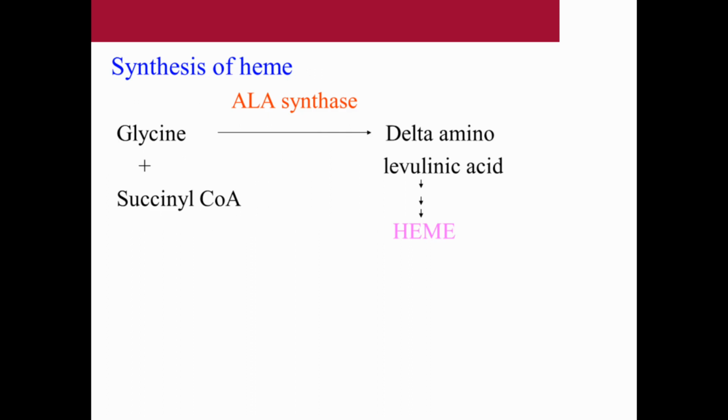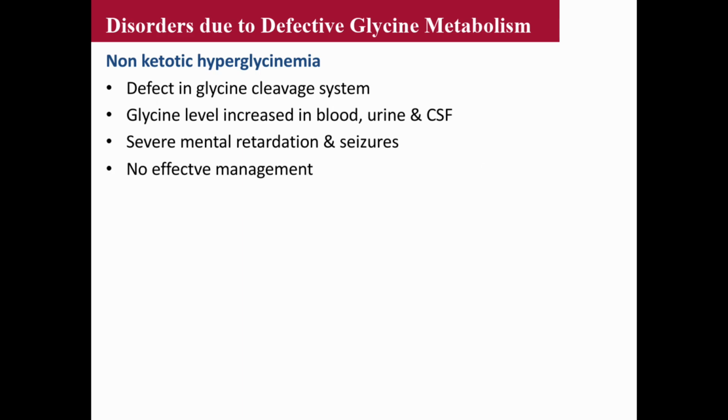It forms the most important compound in our body, heme: glycine plus succinyl-CoA, in the presence of ALA synthase, forms delta-ALA, which forms heme. So that's all. We'll discuss disorders due to defective glycine metabolism in the next topic.